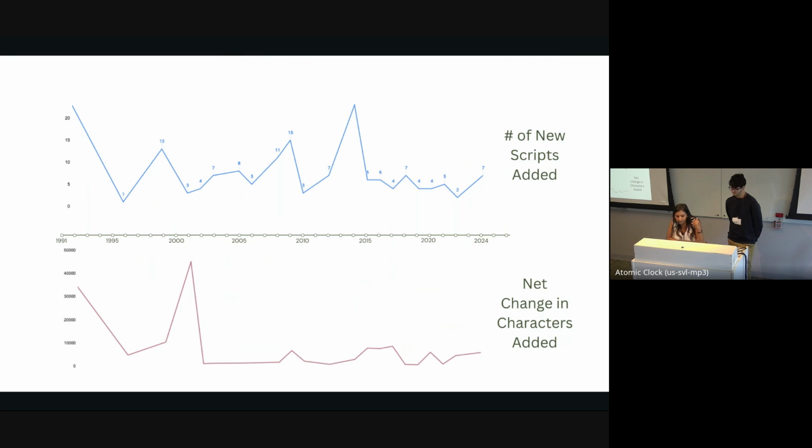If you compare these two graphs, you'll notice that the peaks and troughs don't match up exactly. You have the scripts again on top and the characters on the bottom. And this is because there are times when a large chunk of character extensions were added to an existing script. So that doesn't necessarily mean a new script, but many more characters, such as the Han ideographs added in 3.1.